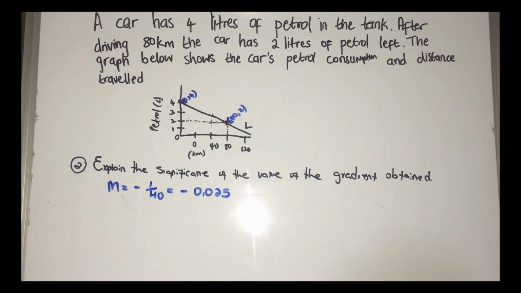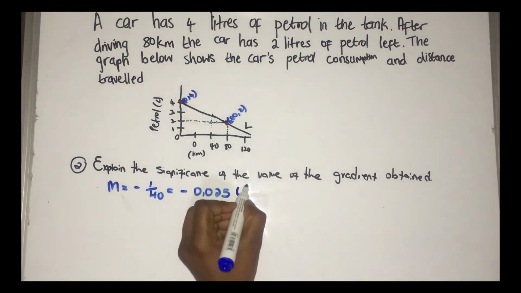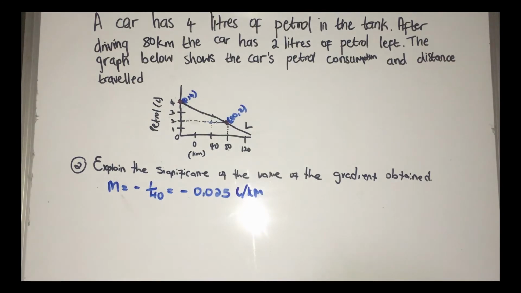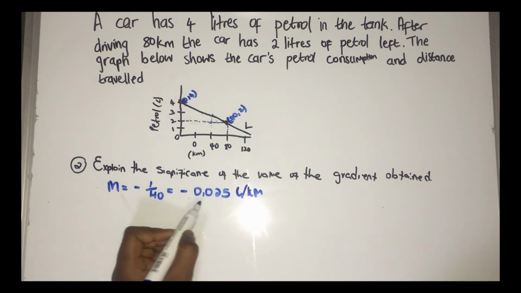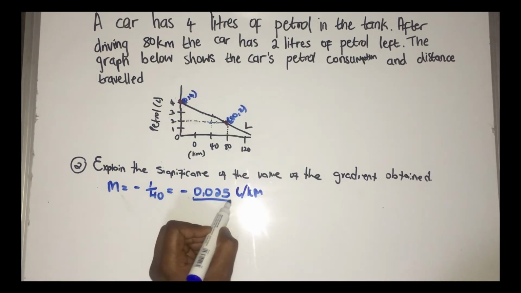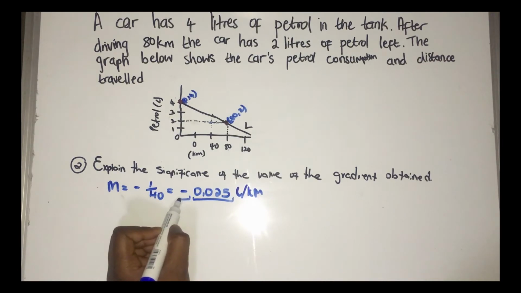So our very last question is as follows. We are asked to explain the significance of the value of the gradient obtained. We calculated the gradient, and we have seen that our gradient is equal to minus 0.025 liters per kilometer. Basically they want us to explain what this means. Looking at the gradient, there are two things that we can get out of this. First of all, we're going to get information from the magnitude of the gradient and then the sign of the gradient.